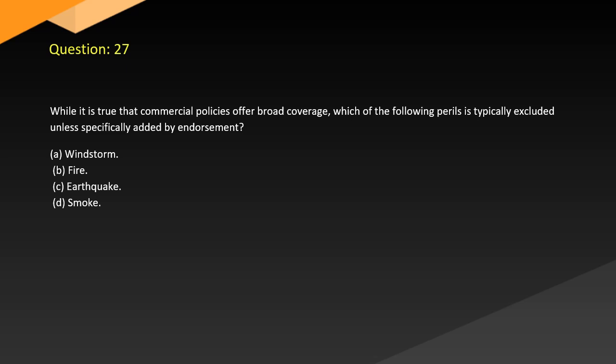Question 27. While it is true that commercial policies offer broad coverage, which of the following perils is typically excluded unless specifically added by endorsement? A. Windstorm. B. Fire. C. Earthquake. D. Smoke.